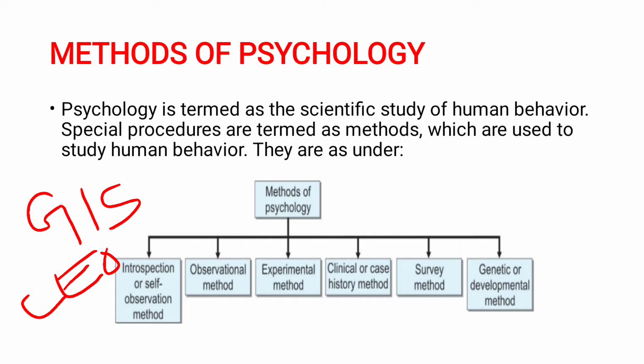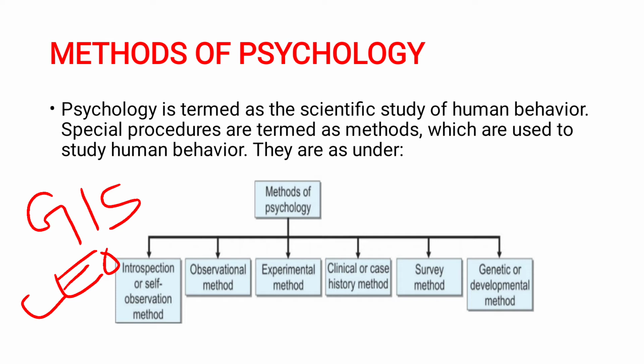How can you remember them? You can remember the mnemonic GIS CEO. We say Google CEO, Microsoft CEO, and CEO for companies like that. So you can keep it as CEO and GIS. G stands for genetic or developmental method. I stands for introspection or self-observation method. S stands for survey method. C stands for clinical or case history method. E stands for experimental method. O stands for observational method.